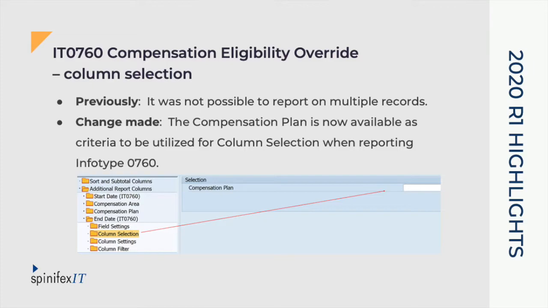Our next enhancement is regarding InfoType 760. We have made it possible for you to select a compensation plan under the column selection setting, allowing you to accurately report on employees where more than one record exists.